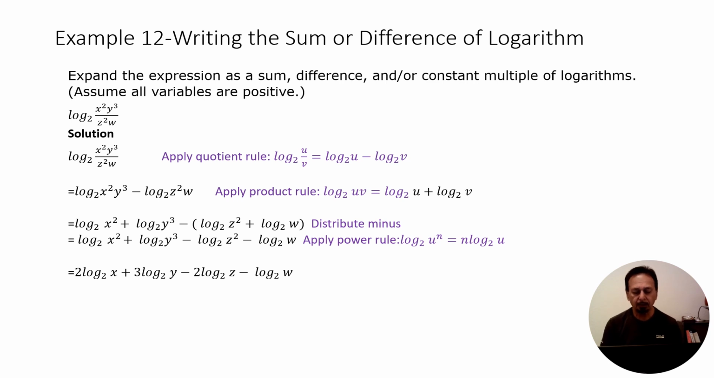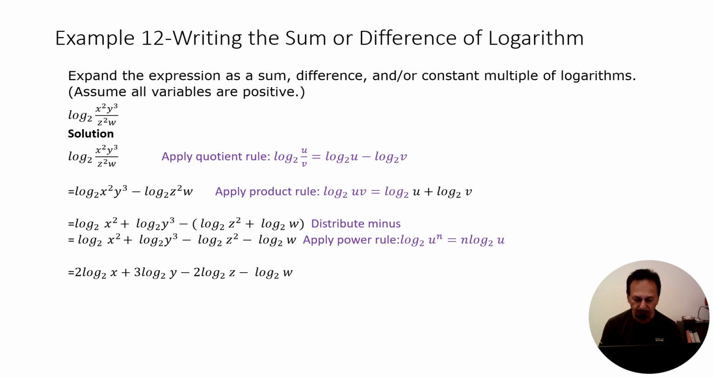Example 12. It says expand the given expression as a sum, difference, or constant multiple of logarithms. So we have log base 2 of x squared y cubed over z squared w. It looks like this is a quotient, so we apply the quotient rule first. The quotient rule is log of u over v base 2 is log of u base 2 minus log of v base 2.